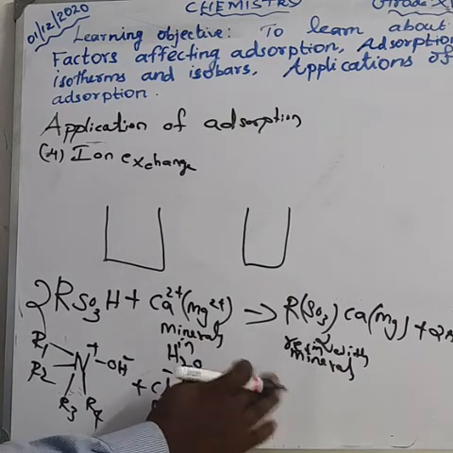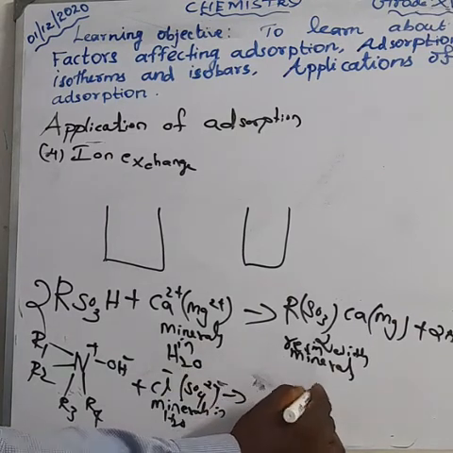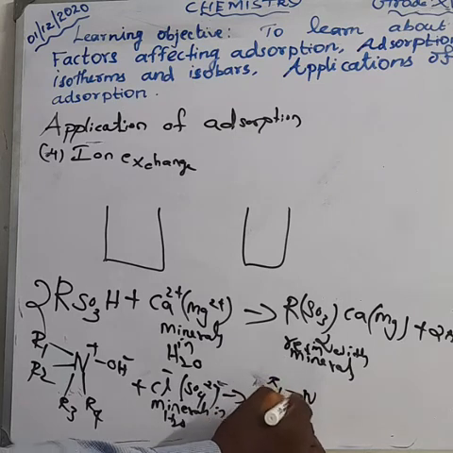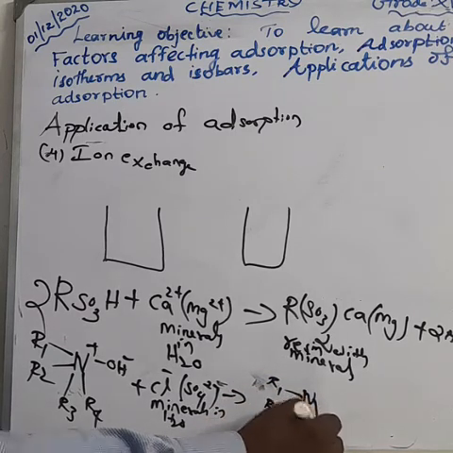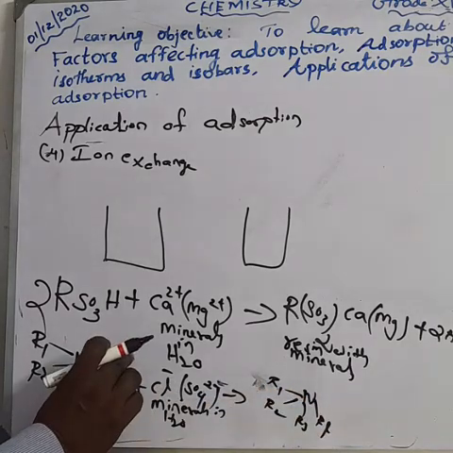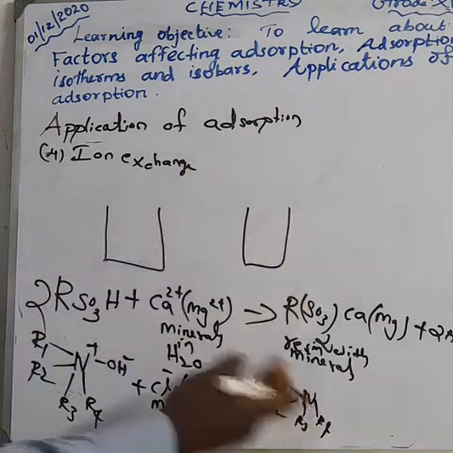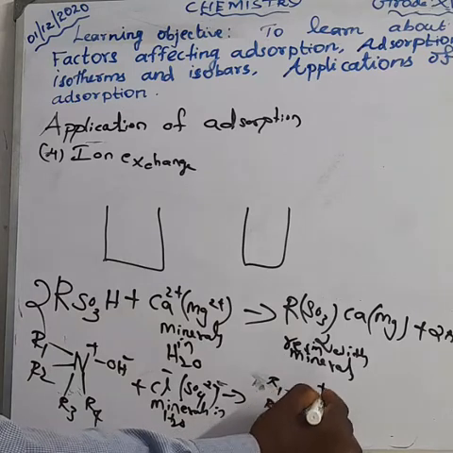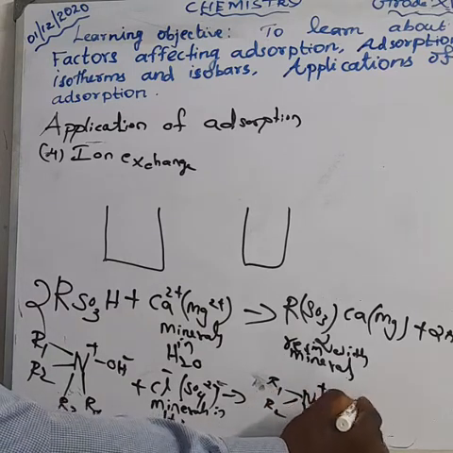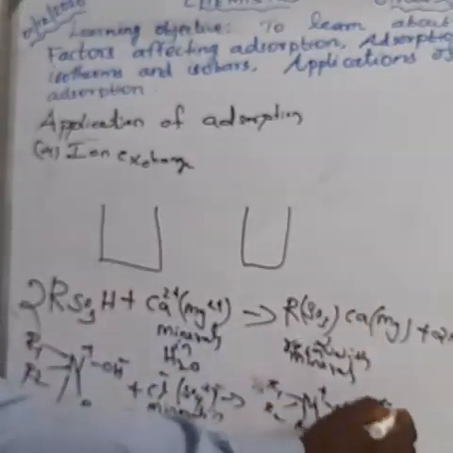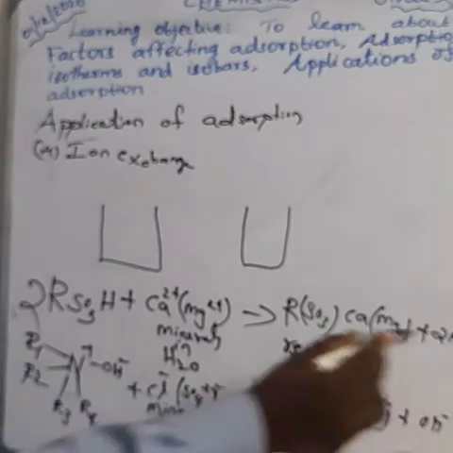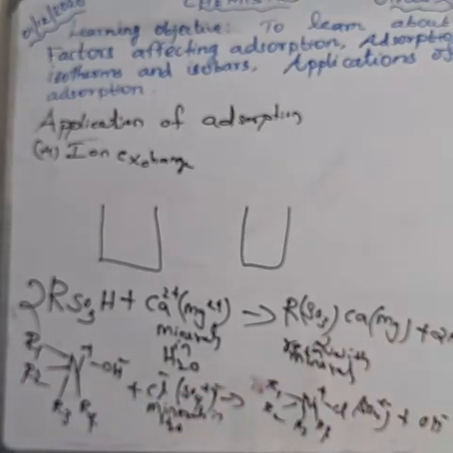Nitrogen, R1, R2, R3, R4. So the OH will be leaving out. The chlorine, the remaining ones are attached: Cl, SO4 2 minus, and the OH will be leaving, plus OH minus. This is about the ion exchange.